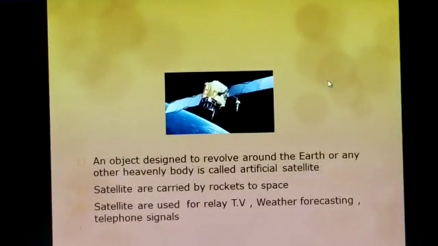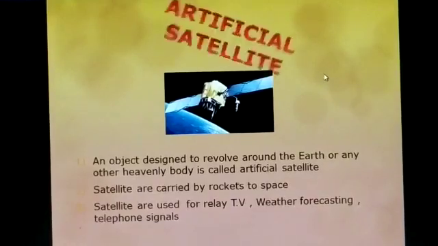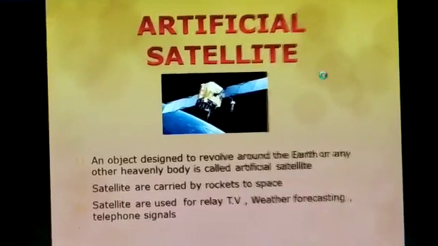An object designed to revolve around the Earth or any other heavenly body is called an artificial satellite. The moon is the natural satellite, and others which are designed by man are known as artificial satellites. Satellites are carried by rockets to space. Satellites are used to relay TV, weather forecasting, and telephone signals. We are calling each other by phone and sending messages, and this happens because of satellites. These are the artificial satellites.